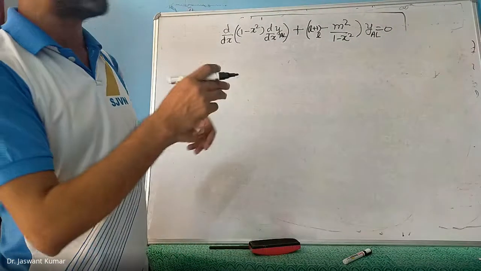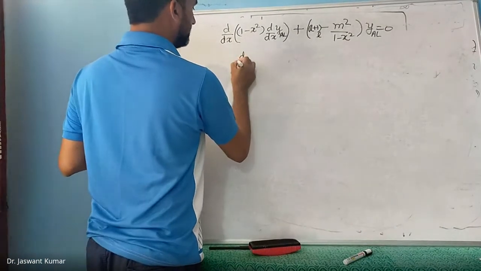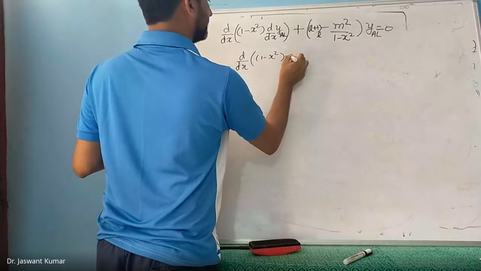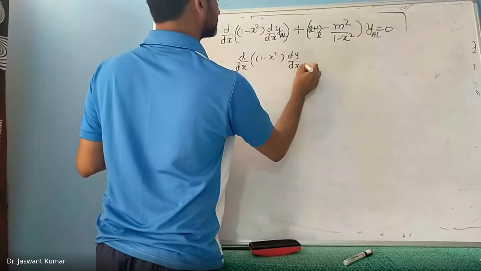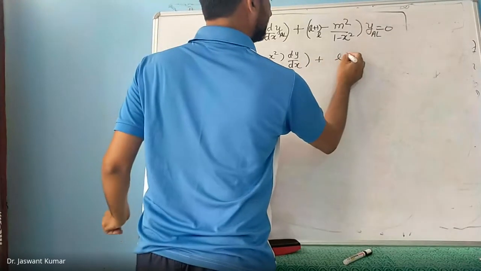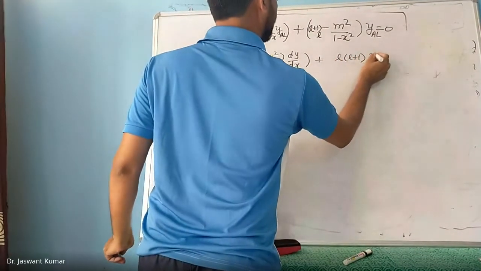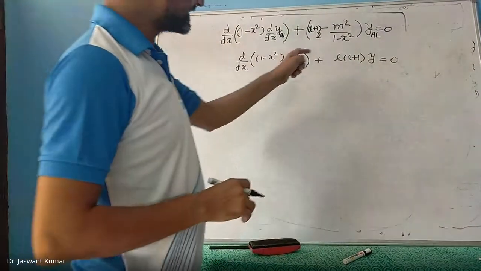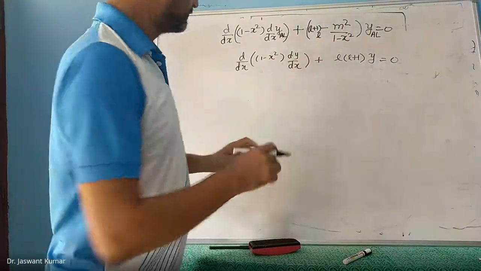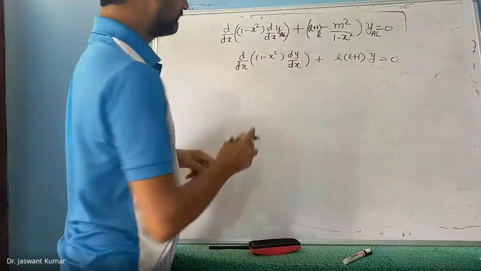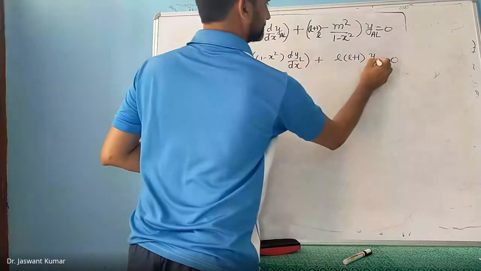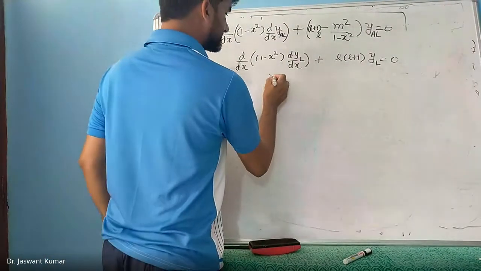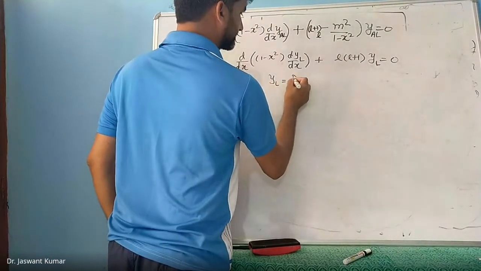And the equation that we got was d by dx of (1 minus x squared) dy by dx, plus L into (L plus 1) y is equal to 0. This equation we explicitly solved. But since we have put m equal to 0 in this, we do not call this y as y_AL, rather we call it y_L. And this y_L is what is called P_L of x.